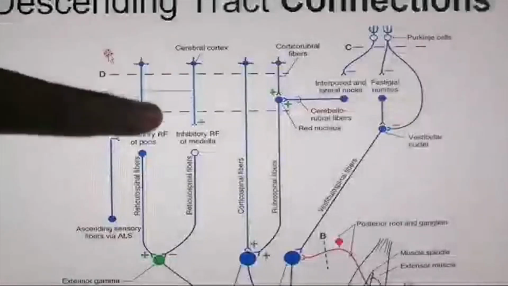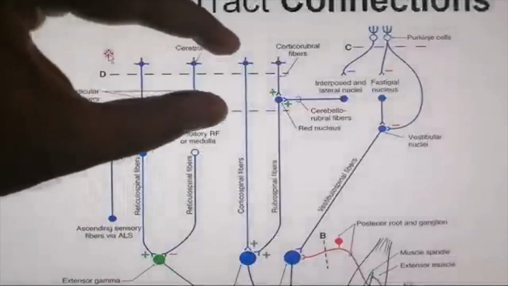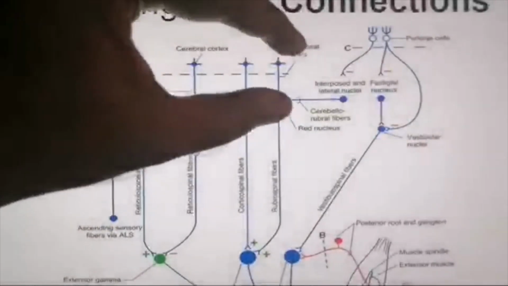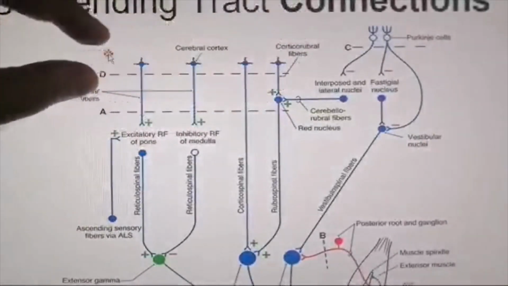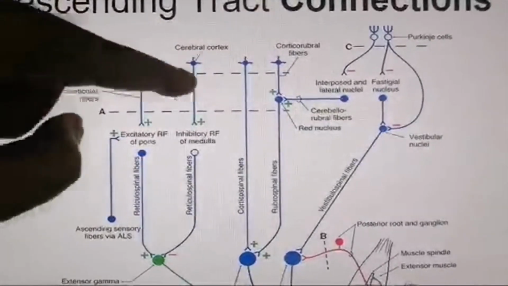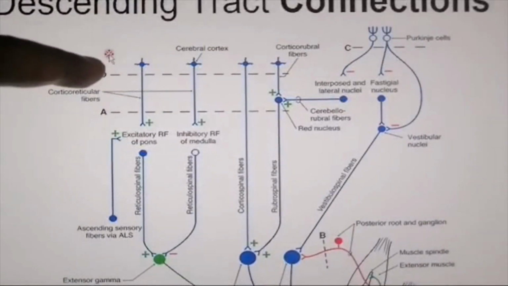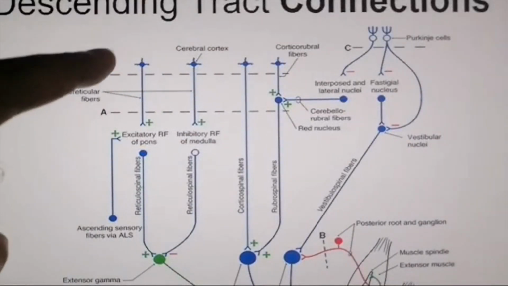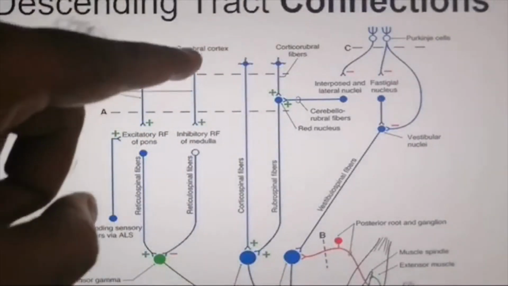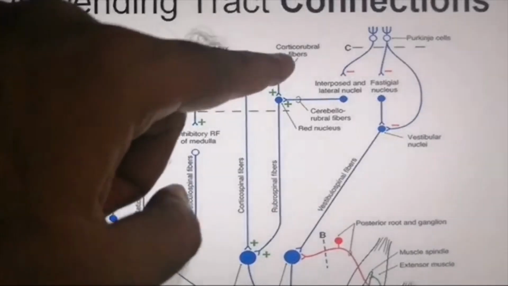if you look at this whole patch here, this is the cortex, this bit here, cerebral cortex. Okay? This dotted line is the cerebral cortex. Forget about the D and the A. Just look at the dotted line. Okay, this is representing the cerebral cortex and the cells of the cerebral cortex.